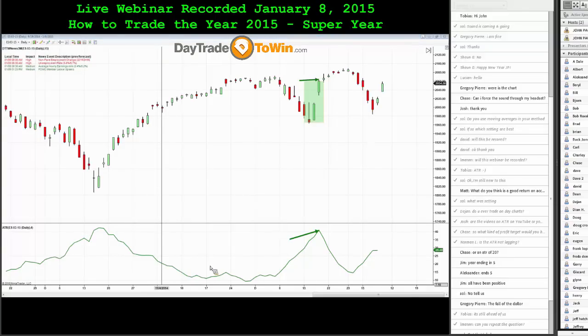Since 2015, every year ending in a 5 has been a bull market that closed in December higher than where it opened. So when you think about that, the expectation is that the market will move higher.